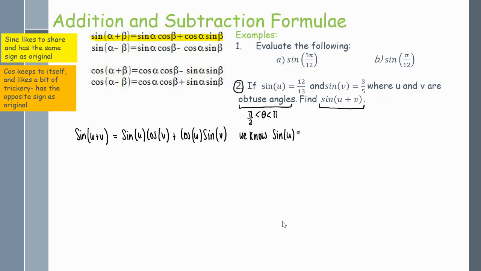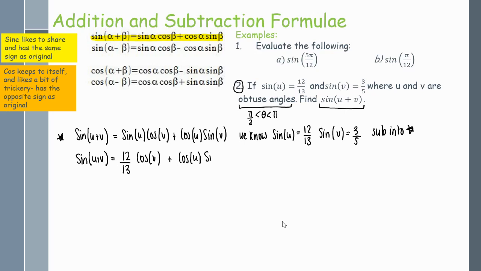And now I know some things. It tells me that sine u is 12 on 13. It also tells me that sine v is 3 on 5. So I'm going to sub these values into the equation that I just wrote out. I have sine u plus v equals, well, sine u was 12 on 13. I don't know what cos v is yet, so I'm going to leave that there. Plus cos u, not sure, but sine v, I know that is 3 on 5. Now your job is to find cos v and cos u.